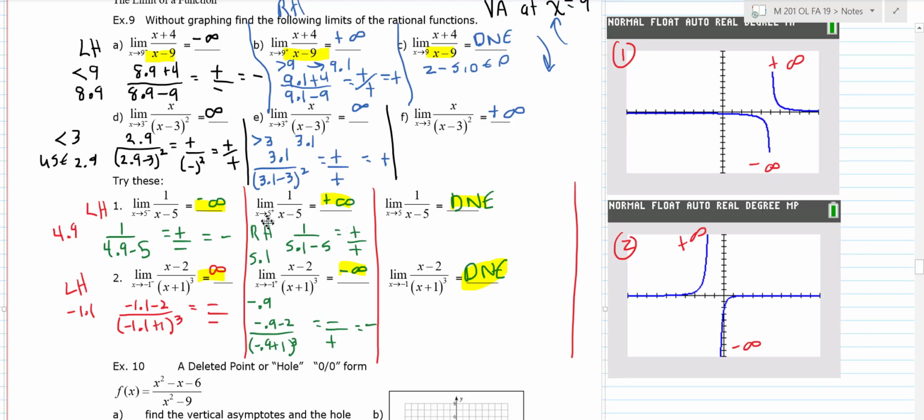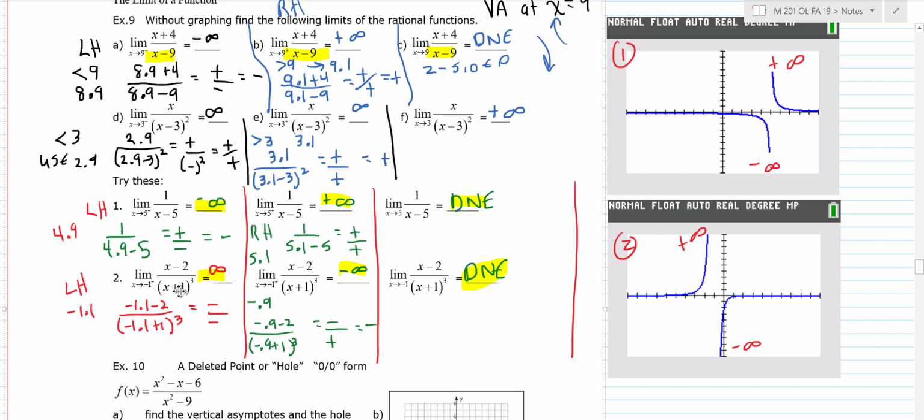Right-hand limit, use like 5.1. So you'd have 1 over 5.1 minus 5. That's positive over positive. Therefore, it goes to positive infinity. See on my graph, I'm going from the right of the vertical asymptote, it clearly goes to infinity, right? So therefore, the two-sided limit does not exist. They're going to different places.